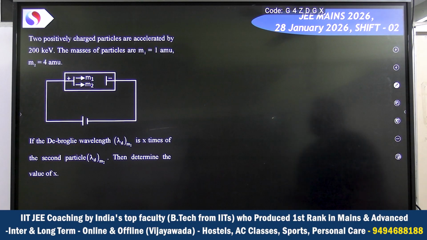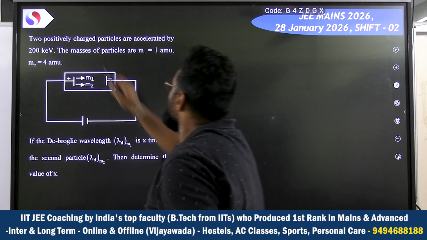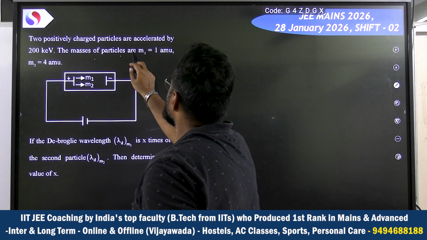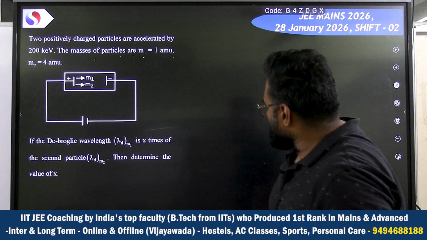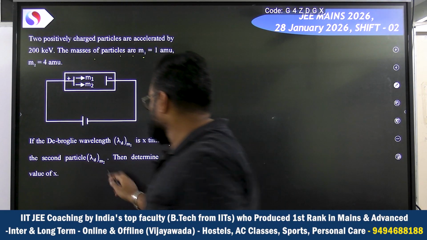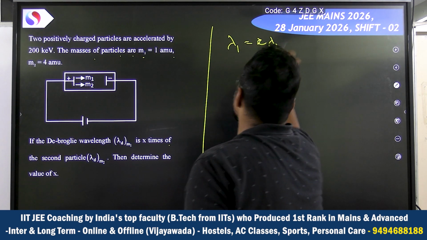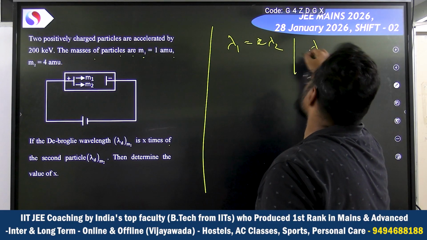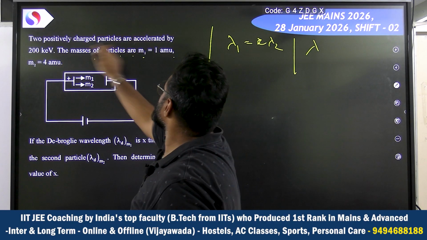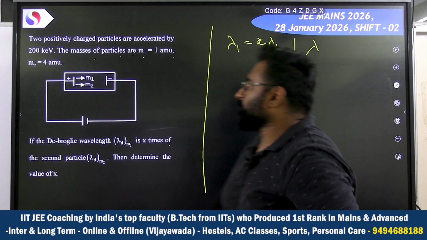Okay, chalo. Two positively charged particles are accelerated by 200 electron volt. The masses of the particles are m1 is 1 AMU and 4 AMU. The de Broglie wavelength of the first is x times that of the second particle, मतलब lambda 1 is x times lambda 2. Determine the value of x. चलो ठीक है. So what is the formula? Here it is given positively charged particles are accelerated, मतलब kinetic energy is given in terms of volt.